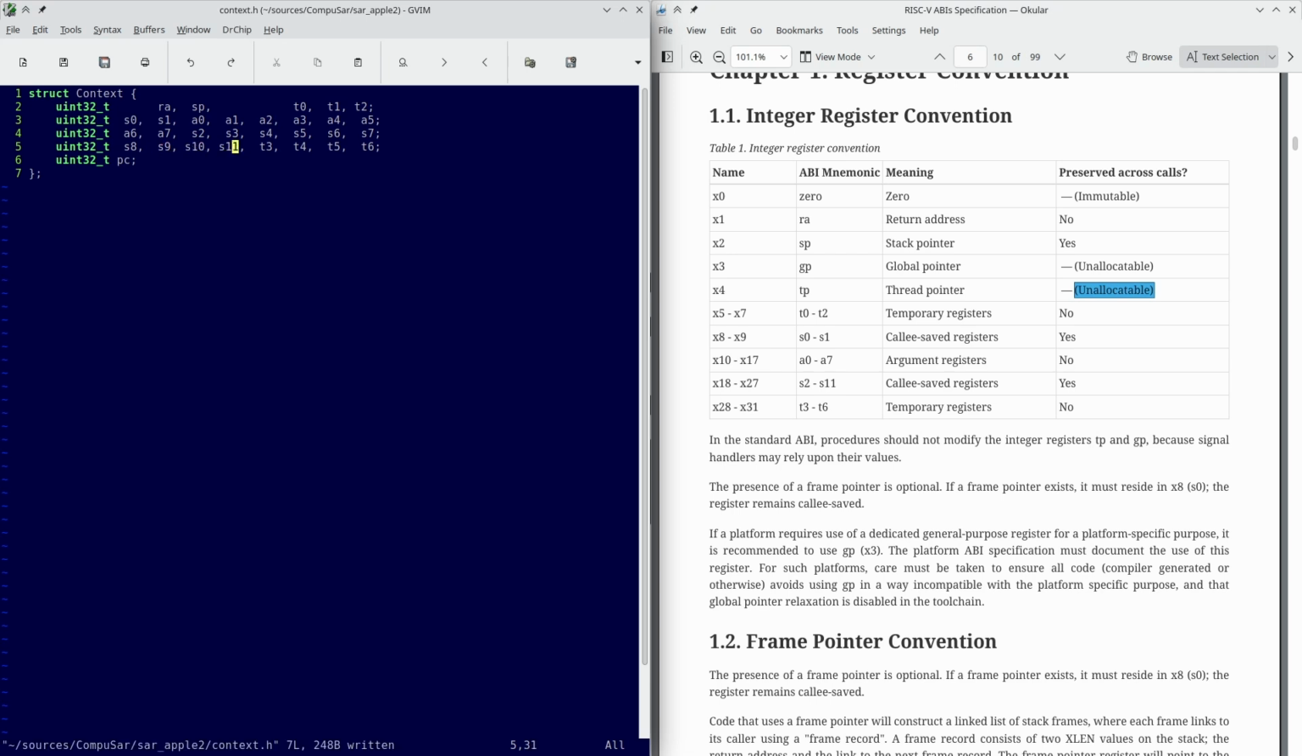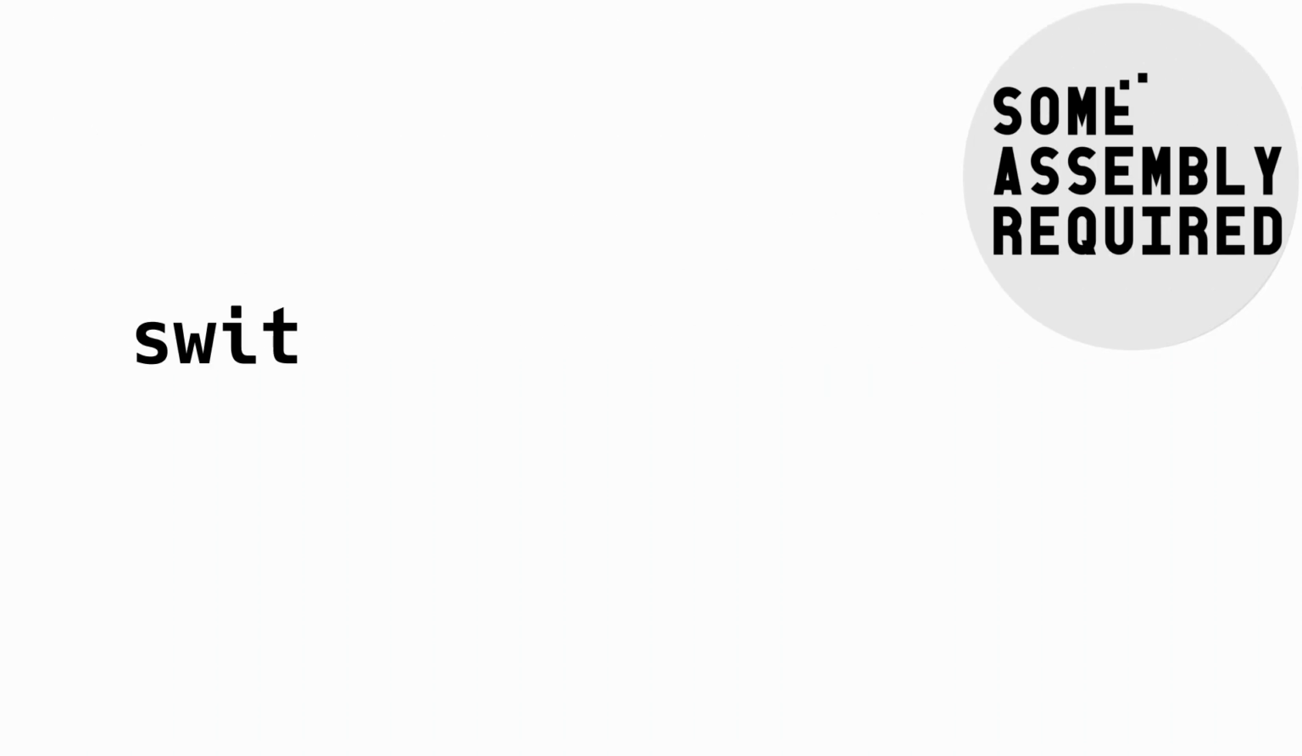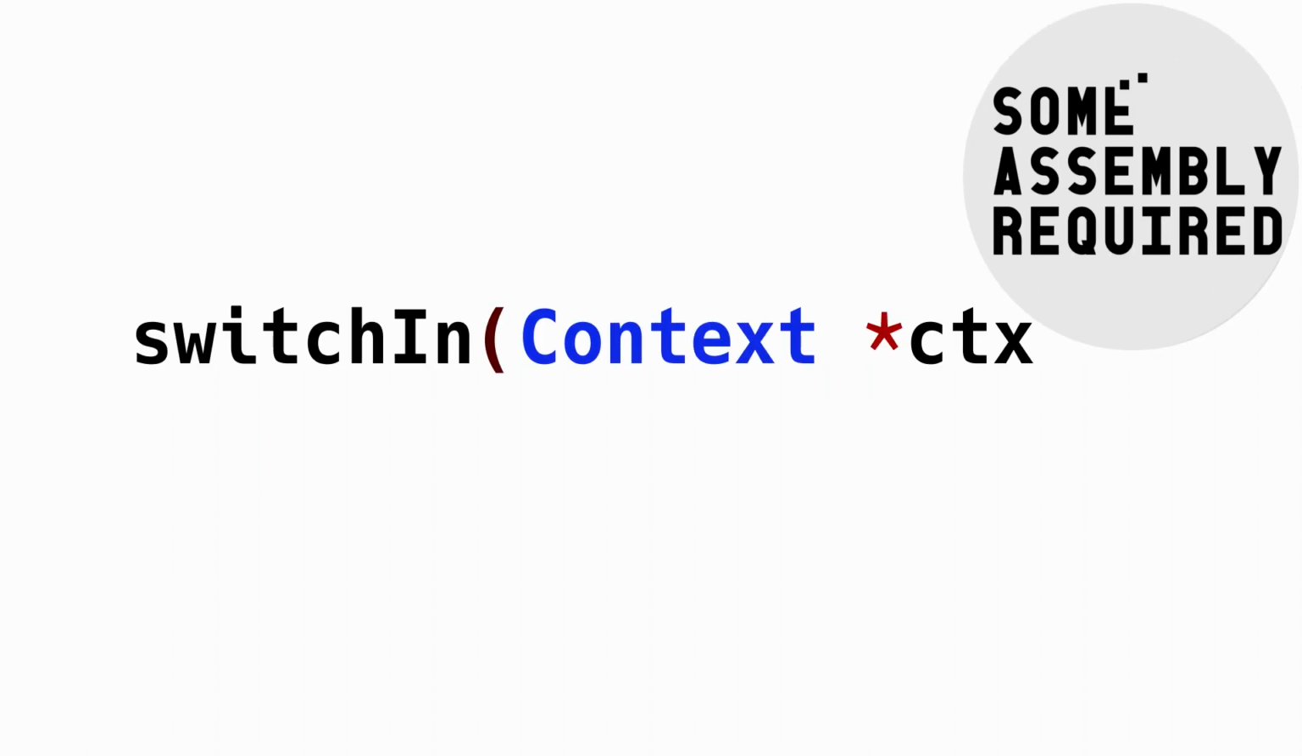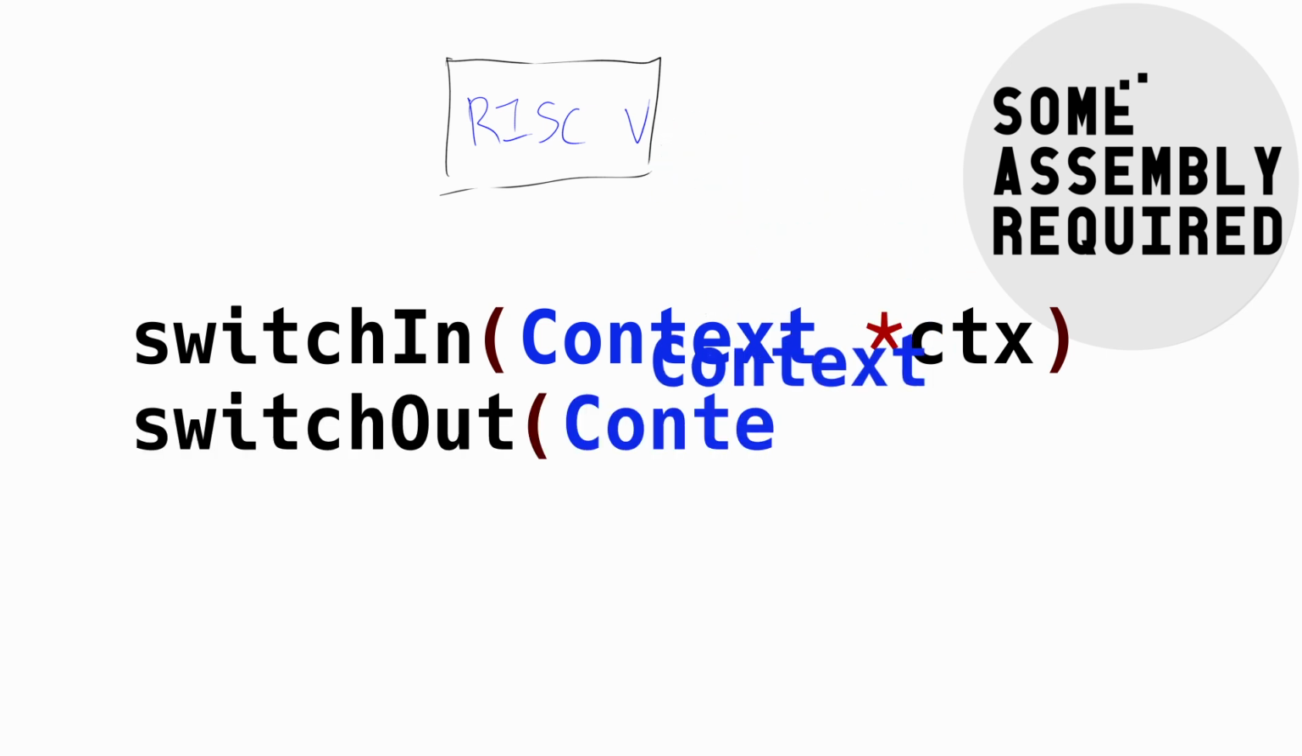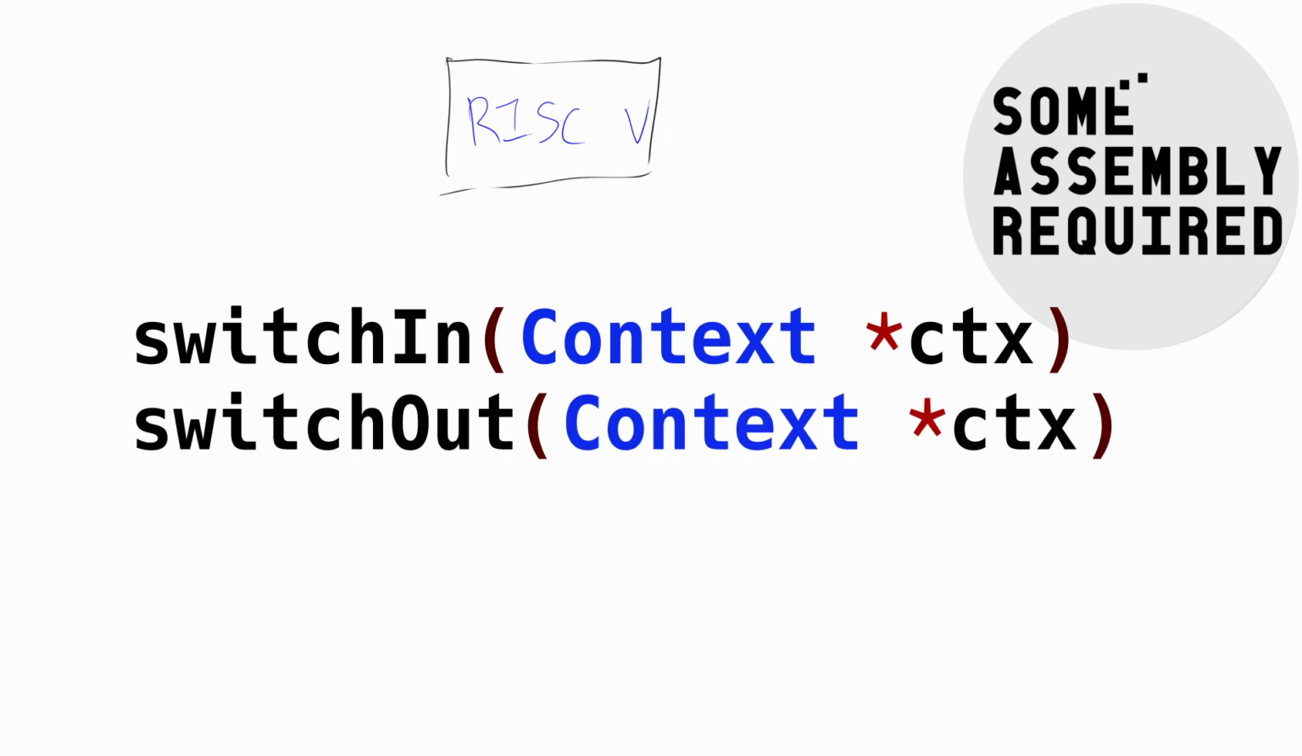This is done with two functions. SwitchIn takes a context pointer and loads it into the CPU's active state, thus resuming execution in it. In what I know will shock you to no end, the function that does the opposite, stores the active CPU state into the context, is called switchOut. Let's begin with switchIn though.